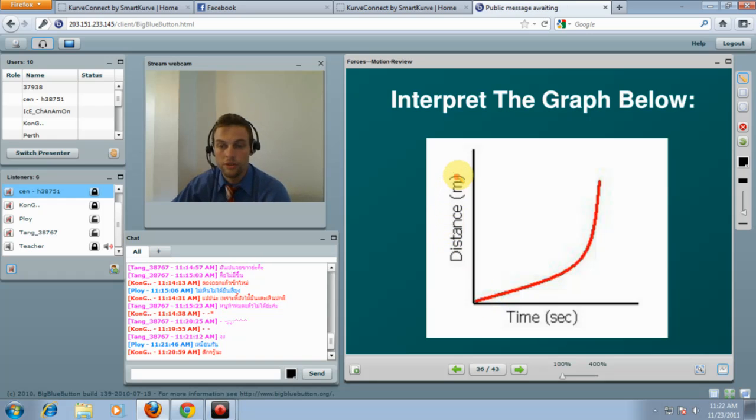Okay, so this is pretty interesting. Distance over time, but the slope is changing. This is a little bit different. Slope is changing. The line is no longer straight. You still have distance and time.